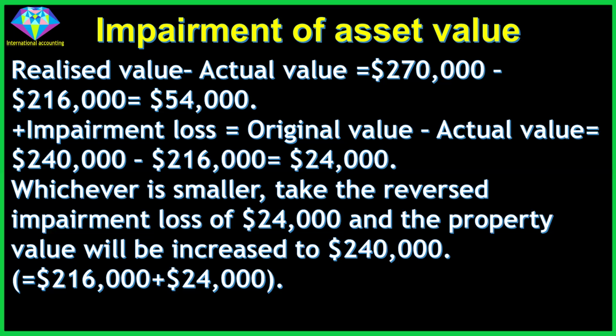Take the reversed impairment loss of $24,000 and the property value will be increased to $240,000, equals $216,000 plus $24,000.